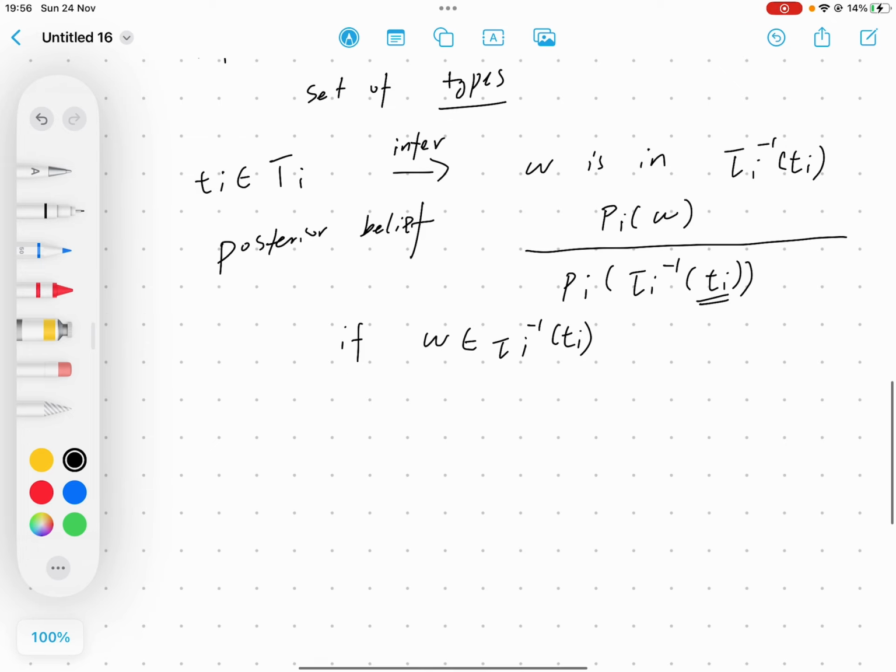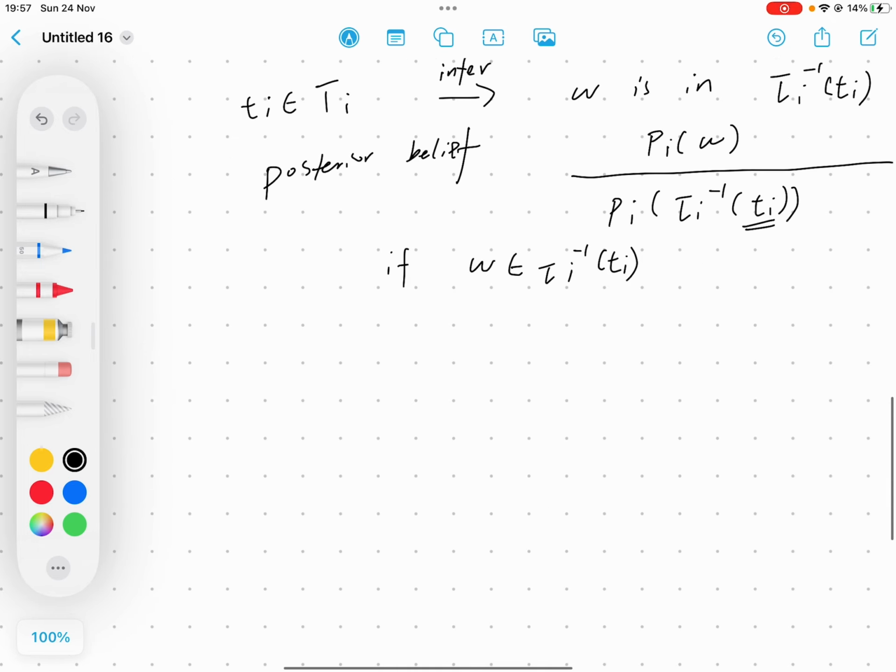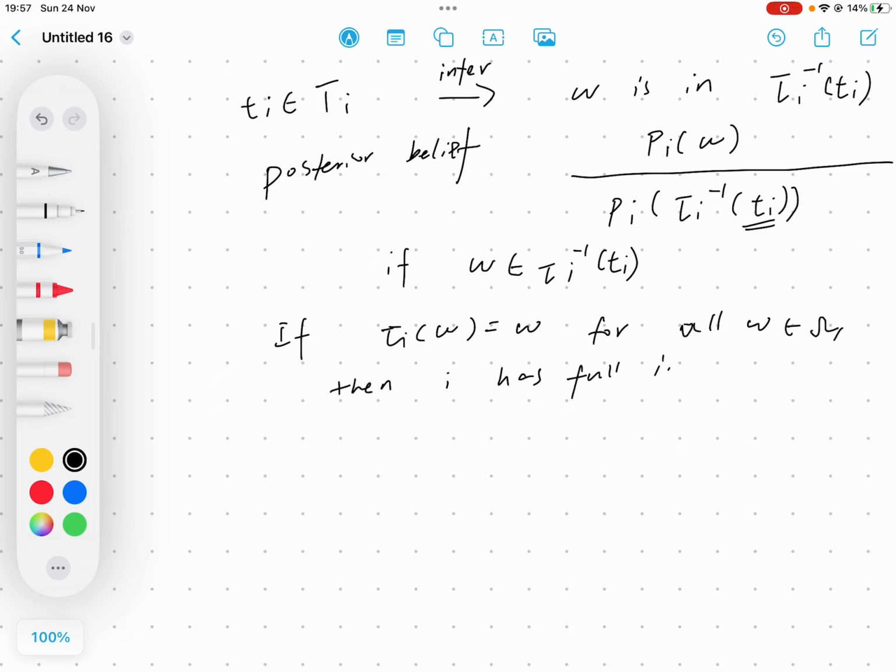As an example in the textbook, if tau i of omega equals omega, so if the state is omega, then the signal is omega, like we just mentioned. If it is a fully revealing signal for all omega, then player i has full information about the state. So there's no uncertainty for player i.